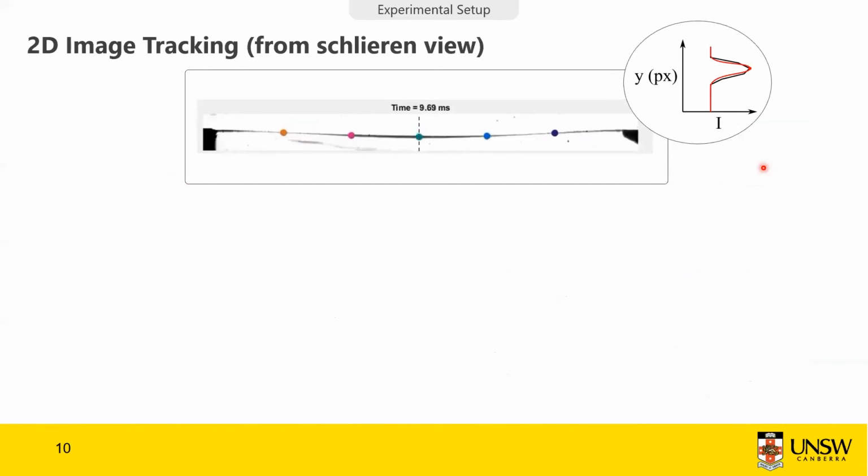In order to track the deflection of the panel, we created an algorithm which fits a Gaussian curve in the vertical direction to the intensity vector, as demonstrated here in the top right figure. Using that, we can track the location of the panel displacement in terms of a spanwise average displacement, because what we're really seeing here is not the center line, but rather the spanwise average deflection of the panel.